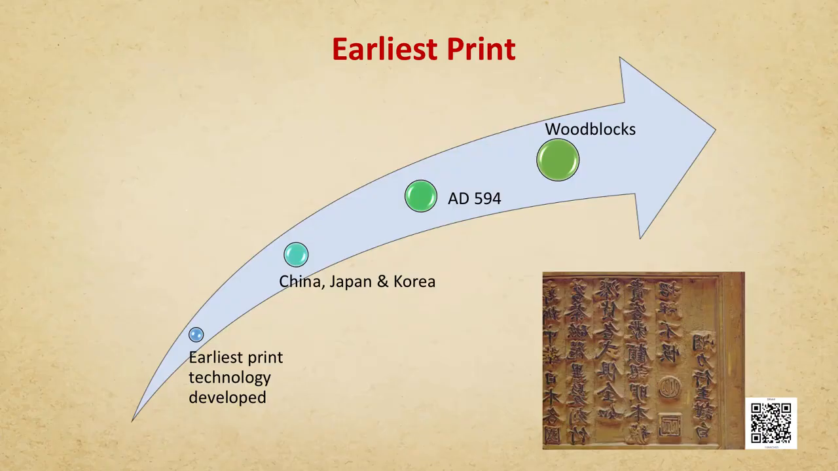So, let us talk about the beginning of print. In fact, the earliest print technology developed in the areas of China, Japan and Korea. Basically, it started with China around AD 594, and the print that those people used was called woodblock printing, in which they made blocks out of wood and then used them as print tools.